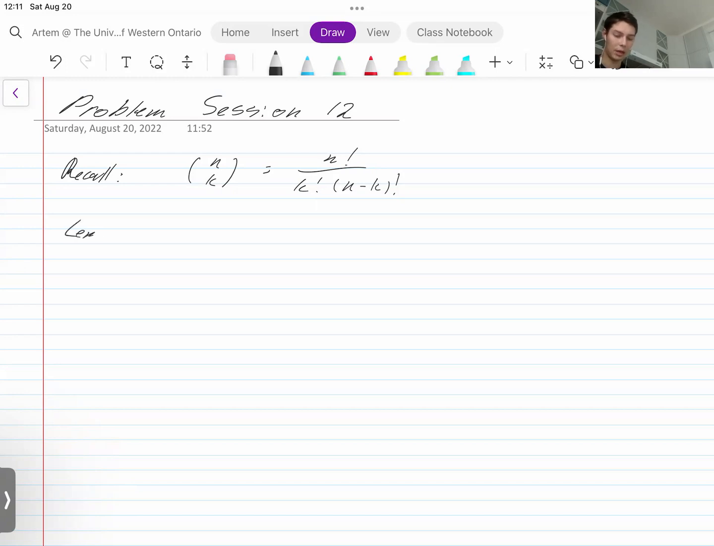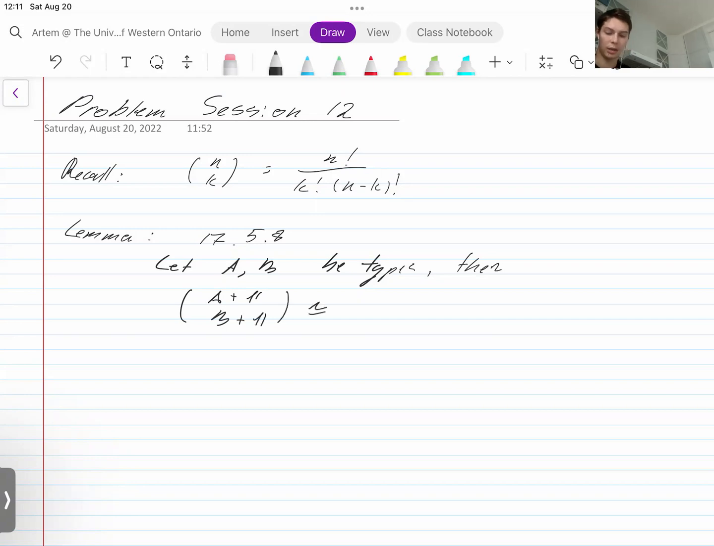So one lemma that I want to recall beforehand is lemma 17.5.8, if I'm not mistaken, which says: let A and B be types, then we have the following equivalence, that taking a coproduct with the unit and then applying the choice, we have the following equivalence. Again, very much piggybacking on the intuition we get from usual combinatorics.